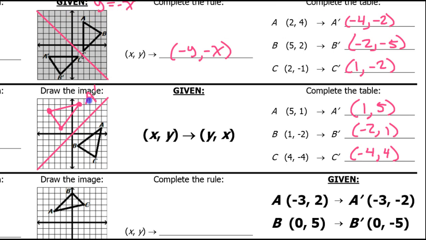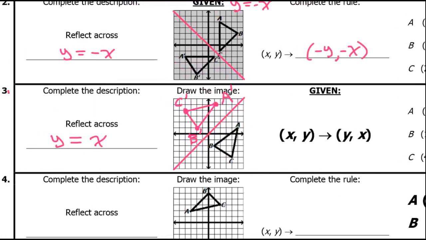So this is A prime, and this is B prime, and this is C prime. So that'll do it for problem number 3.